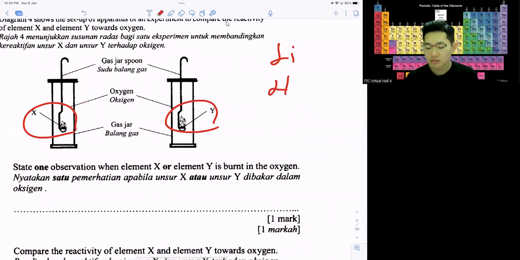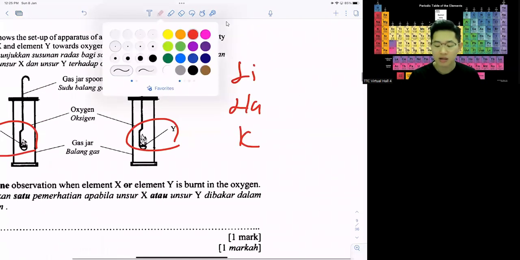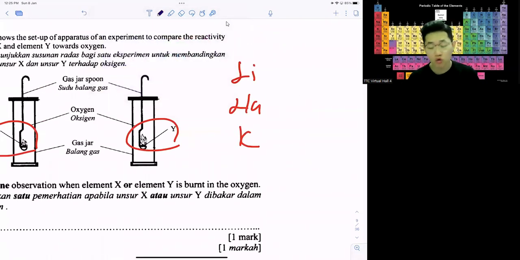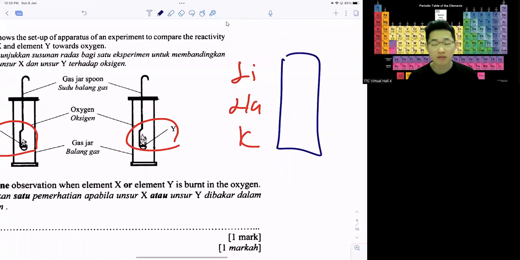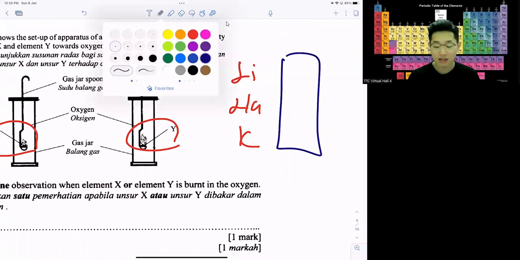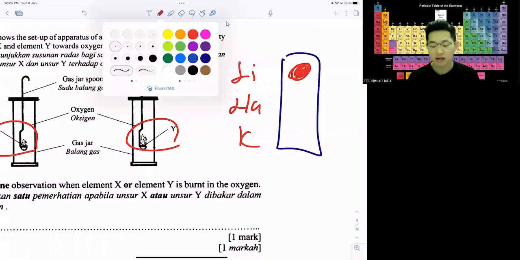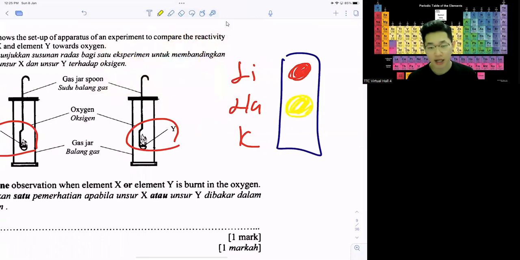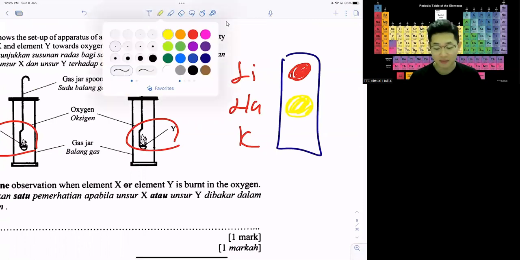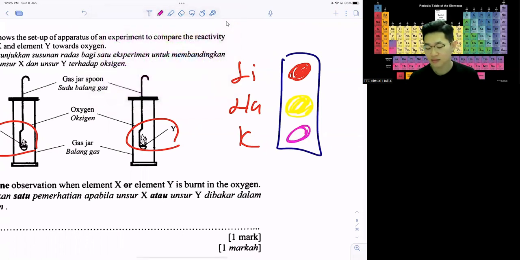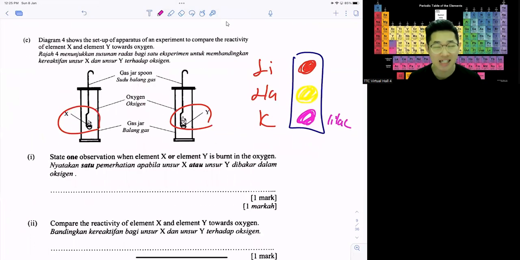So lithium, sodium, potassium. 我跟你讲过，我们用红绿灯 traffic light to remember the color of the flame. The first one is red light. The second one is yellow light. But the last one is not green light. It's lilac. Lilac means 紫红色.